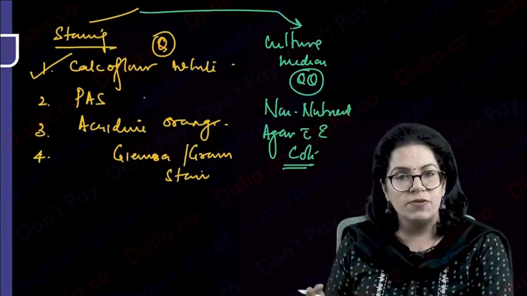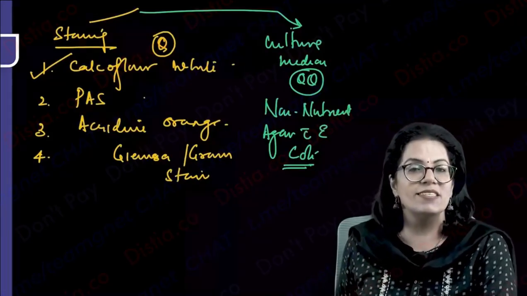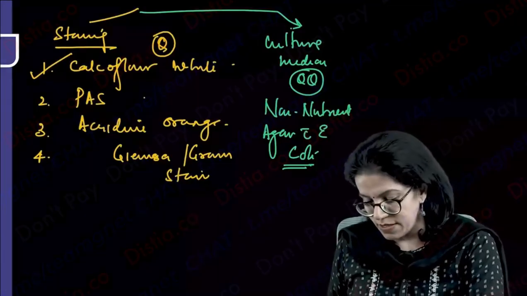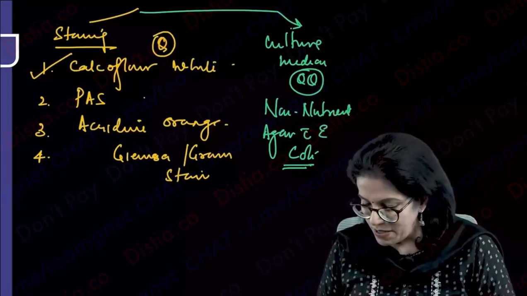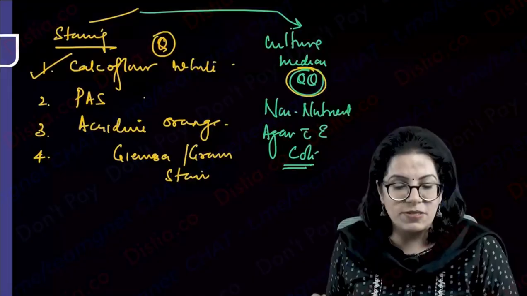So there are two forms of the protozoa, one is the cystic form and one is the active form, that is the trophozoite form. So, non-nutrient agar with E. coli is a repeated question. Please remember. That was about investigation.